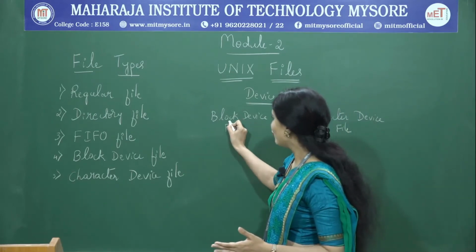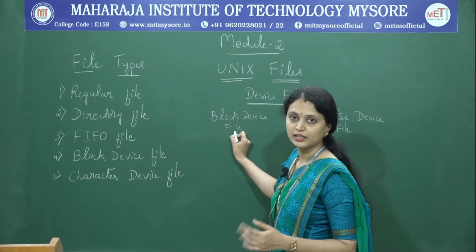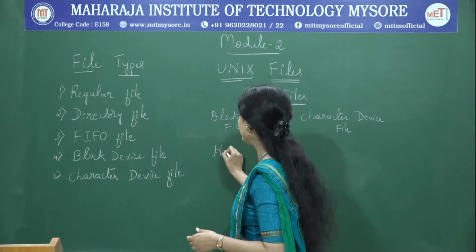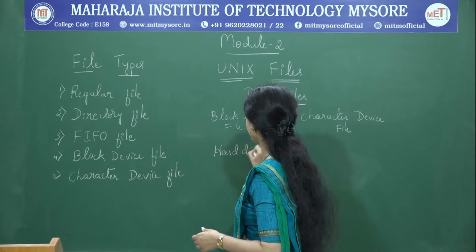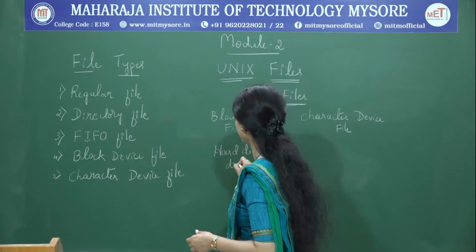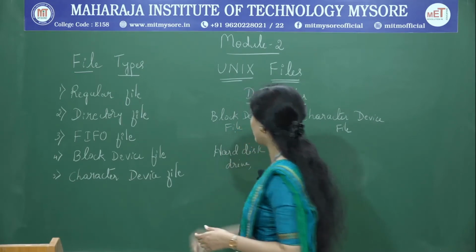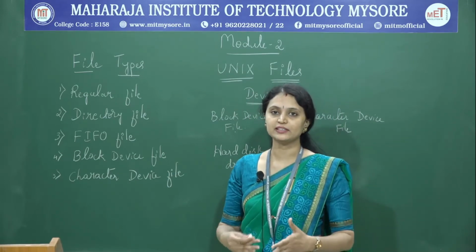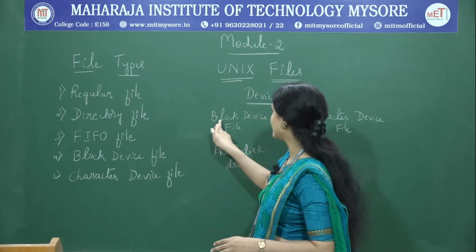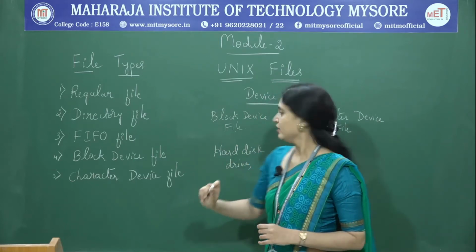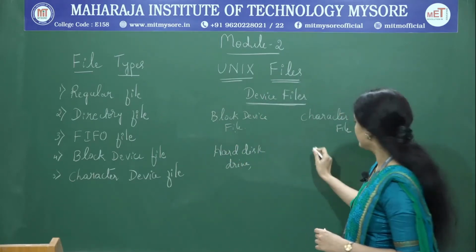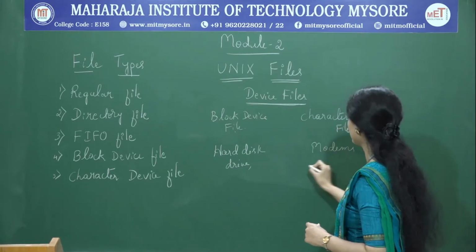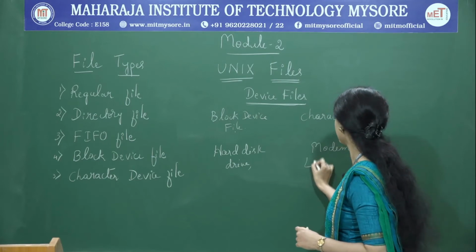The example for block device file is a normal hard disk drive, and the data we read from DVDs and pen drives are also examples of block device files. For character device files, examples are modems and line printers.